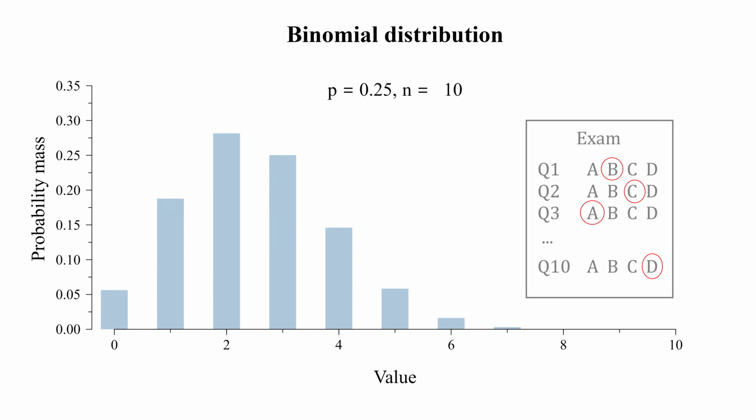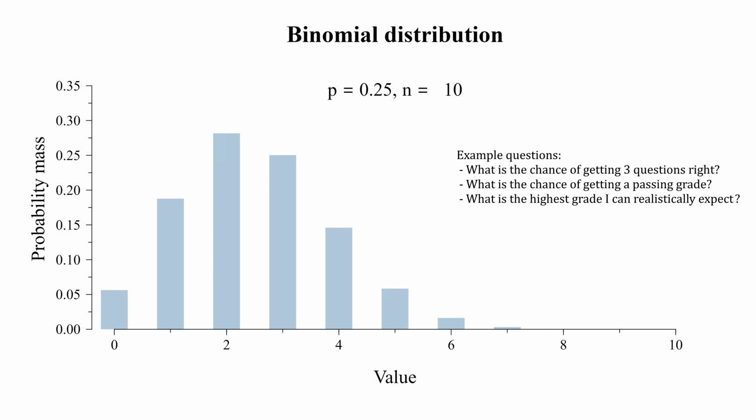Now let's go back to randomly guessing answers on an exam. What do you think will happen to the answers if we increase the number of trials? So instead of 10, suppose the exam had 100 questions, and we still have a 25% chance of guessing the right answer on any given question. Do you think the probabilities will go up, down, or stay the same?